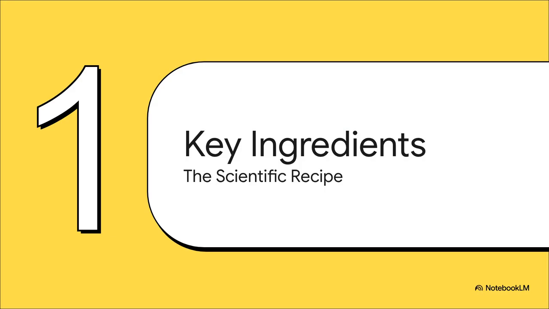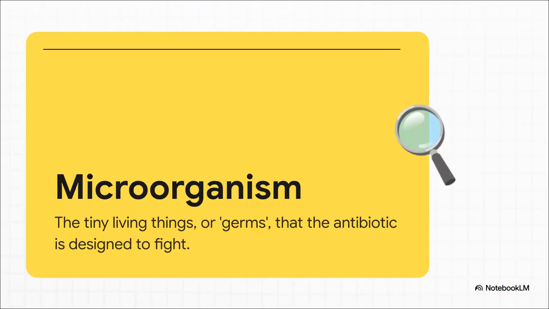So, to understand how this whole thing works, we first need to look at its key ingredients. You can think of it like a scientific recipe. And there are three really crucial components we need to know about. First up, the microorganism. These are just the tiny living things, the germs that the medicine is designed to neutralize. In our little experiment here, they're the target. They're the bad guys we're trying to stop.